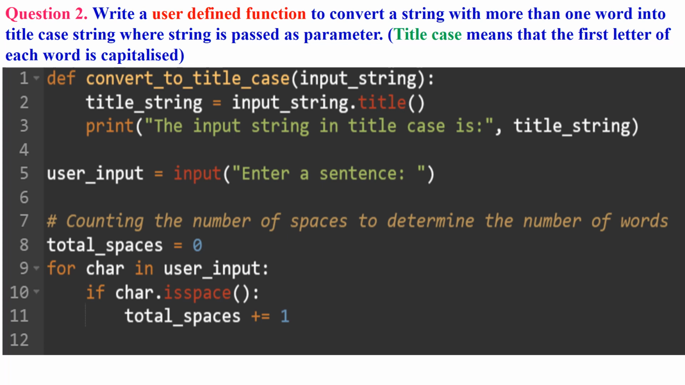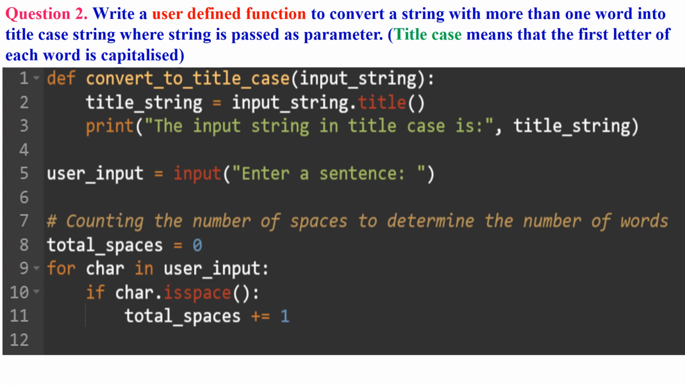In line 2, title_string equals input_string.title function. This line uses the title method to convert the input_string to title case and stores the result in the title_string variable. In line 3, print, the input string in title case is title_string. This line prints the original input string and its title case version to the console.